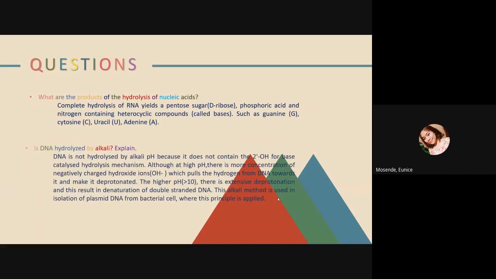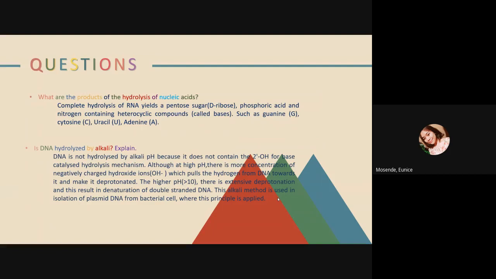What are the products of the hydrolysis of nucleic acids? Complete hydrolysis of RNA yields a pentose sugar, D-ribose, phosphoric acid, and nitrogen-containing heterocyclic compounds, also known as the bases, such as guanine, cytosine, uracil, and adenine. Yan po ang complete hydrolysis ng RNA natin.